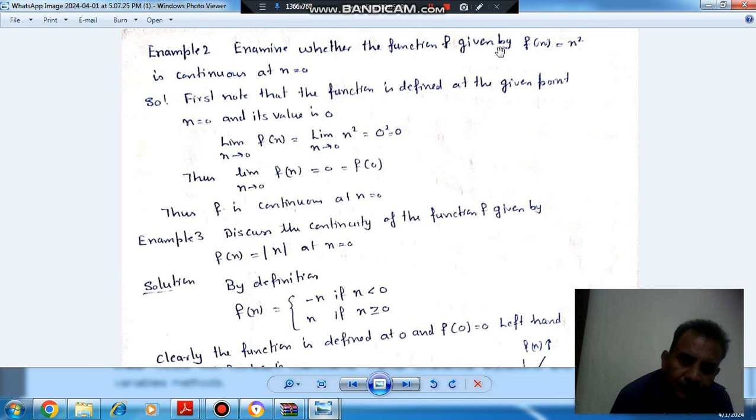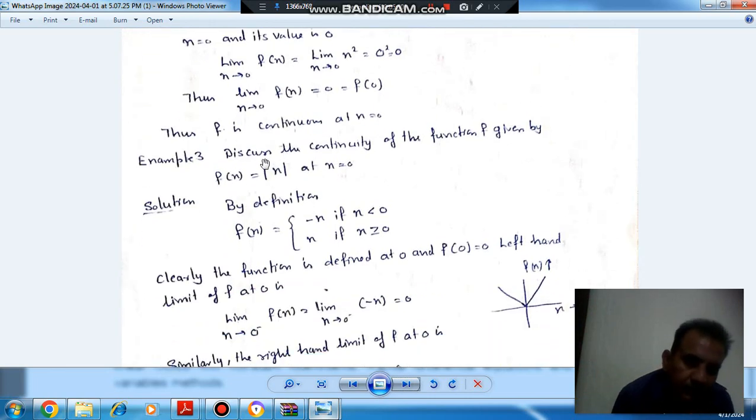Examine whether the function f given by f(x) = x² is continuous at x = 0. So this is also a single curve, so this will also be a continuous function at all the points. Okay. So the limit as x tends to 0 of f(x) is the limit as x tends to 0 of x², which is equal to 0. So this is the value of the limit, and the value of the function at x = 0 is 0. So the value of the function and the limit of the function are equal, so f is continuous at x = 0. So that is the method to find out the continuity.